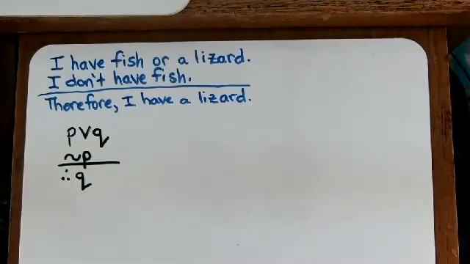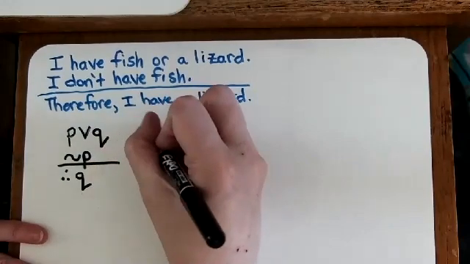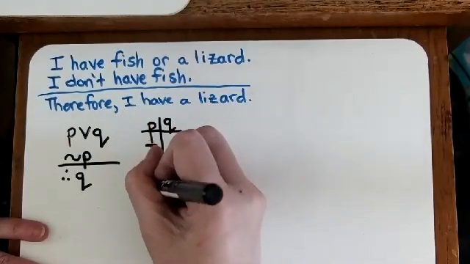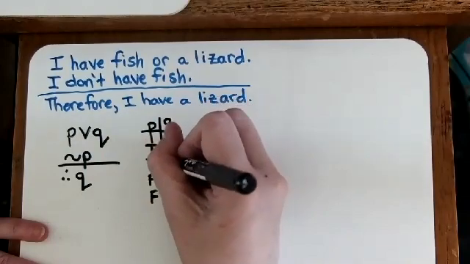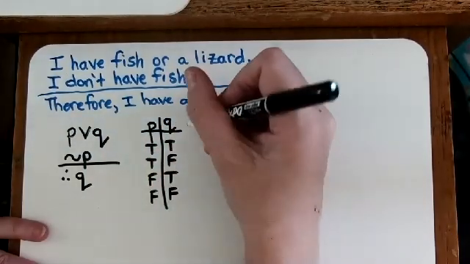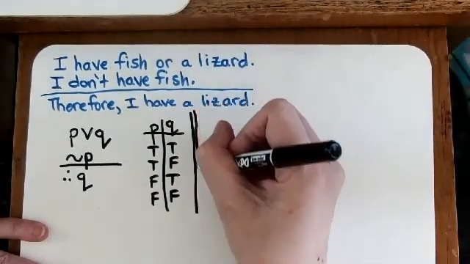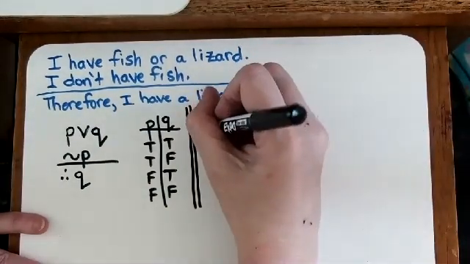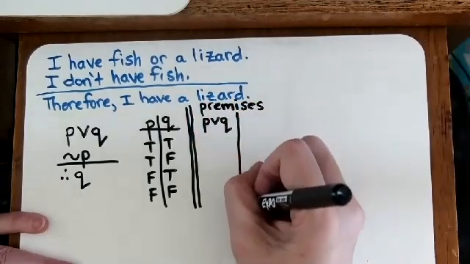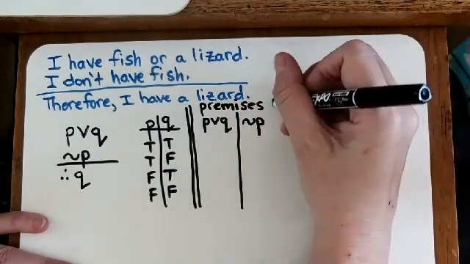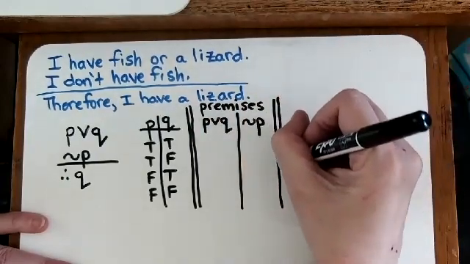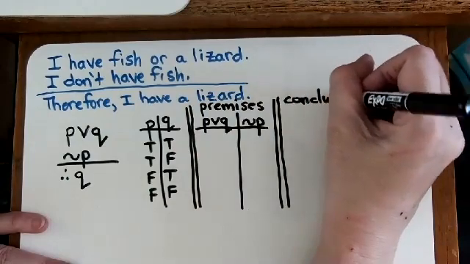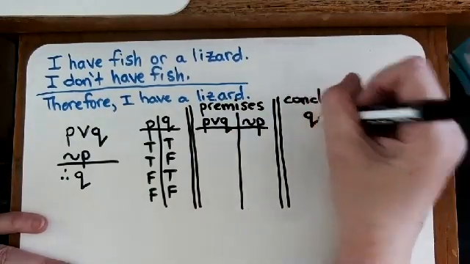Let's take a look at the argument in the form of a truth table. So we have our starting columns, T, T, F, F, T, F, T, F. We have columns for our premises. Premise 1 is P or Q. Premise 2 is not P. And we'll have a column for our conclusion, which is Q.